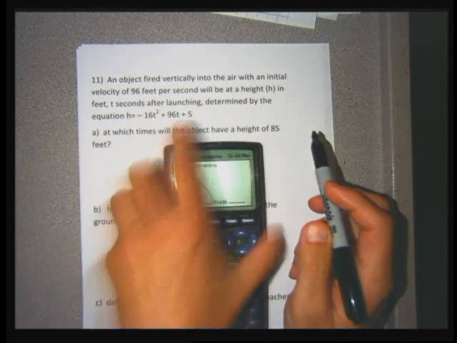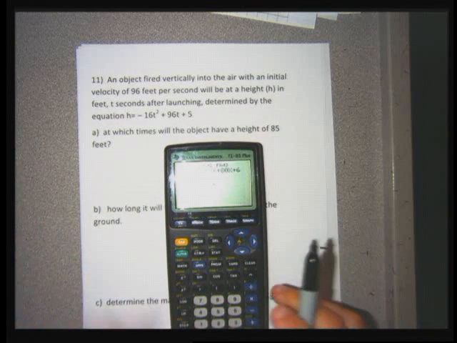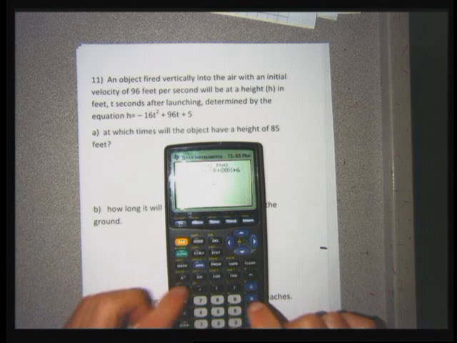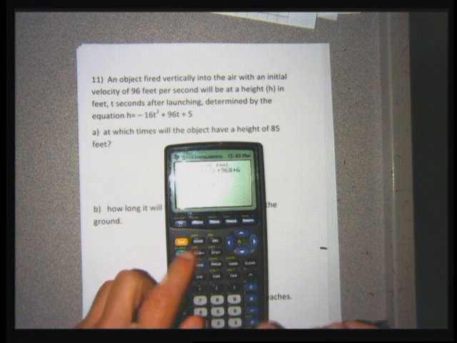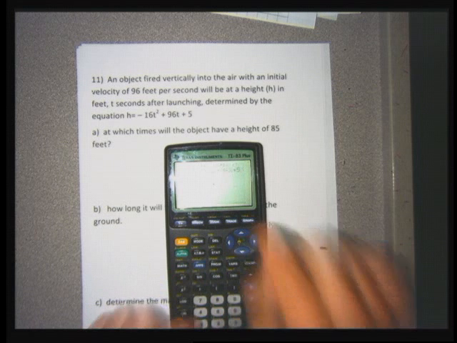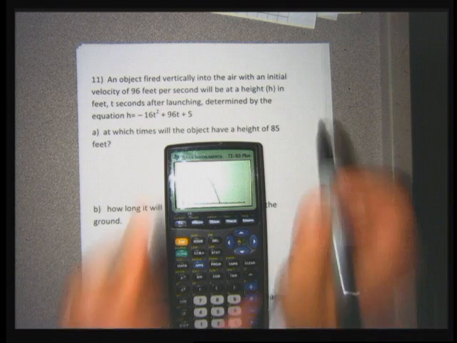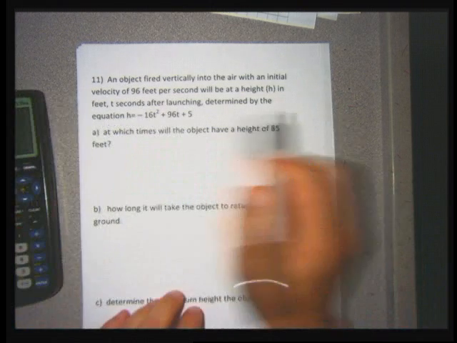Let me graph this and show you real quickly. So if I graph this, I get negative 16x squared plus 96x plus 5. Graph it. This shows the height of the ball. I want to know when the height's 85 feet. And I'll be able to show it to you graphically, but I don't know the answer yet. So I'm going to get the answer, then show you how it shows on the graph.